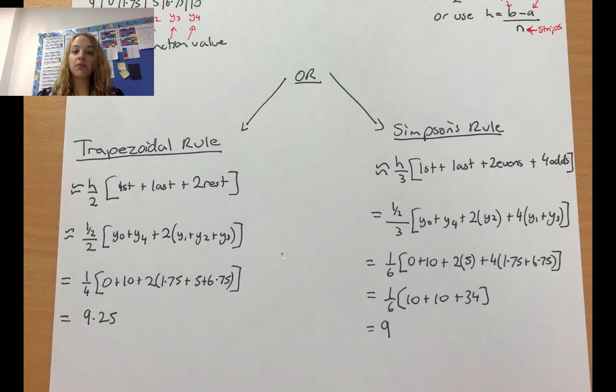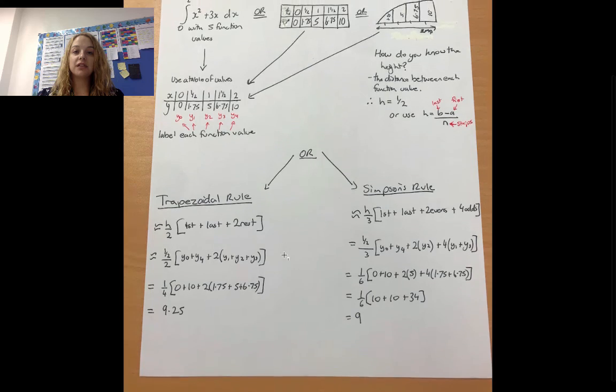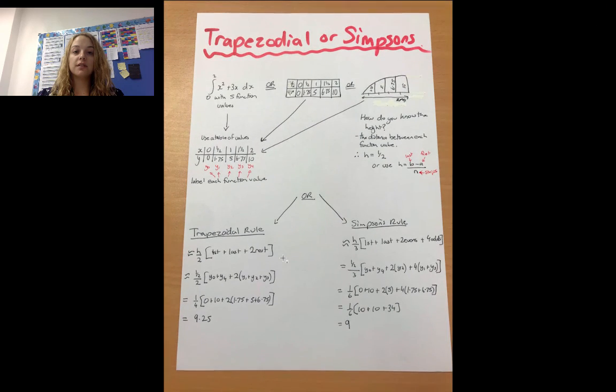Both of these are approximations, so they're slightly different in your answers. But that is essentially the overview summary of how to use either trapezoidal or Simpson's rule.